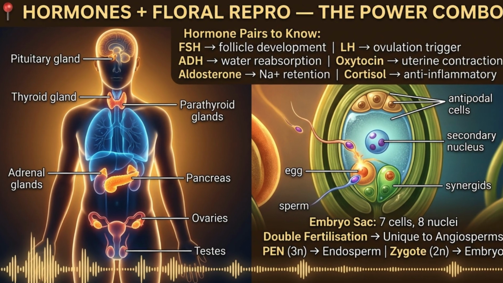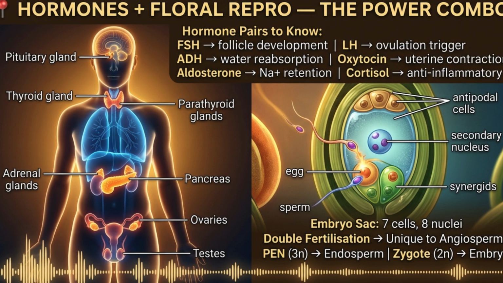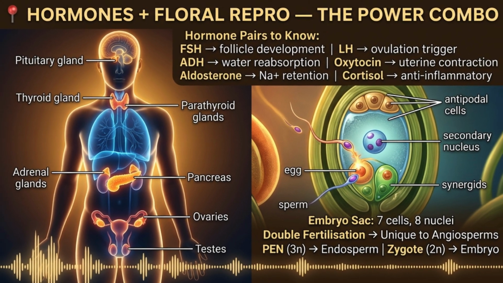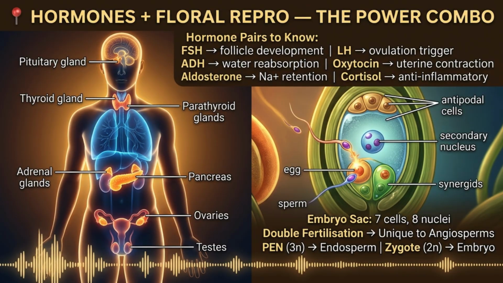2 chapters in 1 segment: chemical coordination and integration, and sexual reproduction in flowering plants, because they share something important. NEET loves to pair them in the same paper year. Hormones first. I want you to think in pairs. FSH and LH, both from the anterior pituitary. FSH stimulates follicle development, LH surge triggers ovulation. Simple pair, high value. ADH and oxytocin, both from the posterior pituitary. ADH handles water reabsorption in the kidney, oxytocin handles uterine contraction during birth.